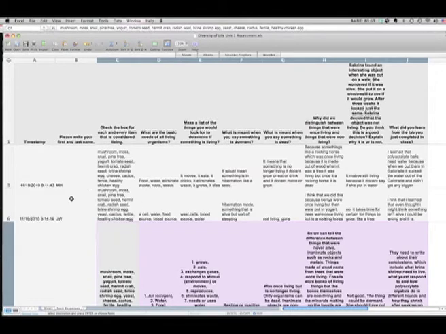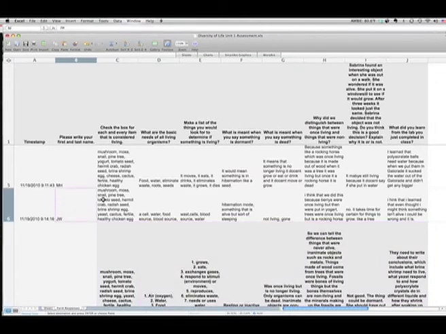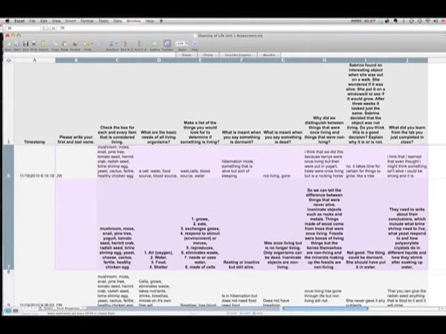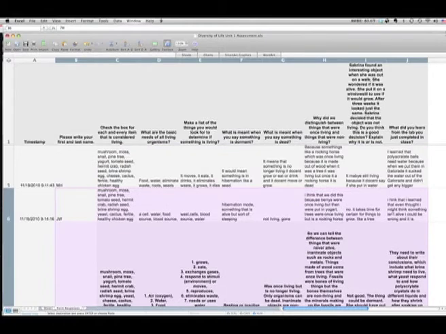Now here's JW and these are JW's responses. Right under JW I have my responses. So I can do a quick check here and see mushroom, moss, snail, pine tree, so far so good. Missed yogurt as a living thing, but got tomato seed, hermit crab, radish seed.